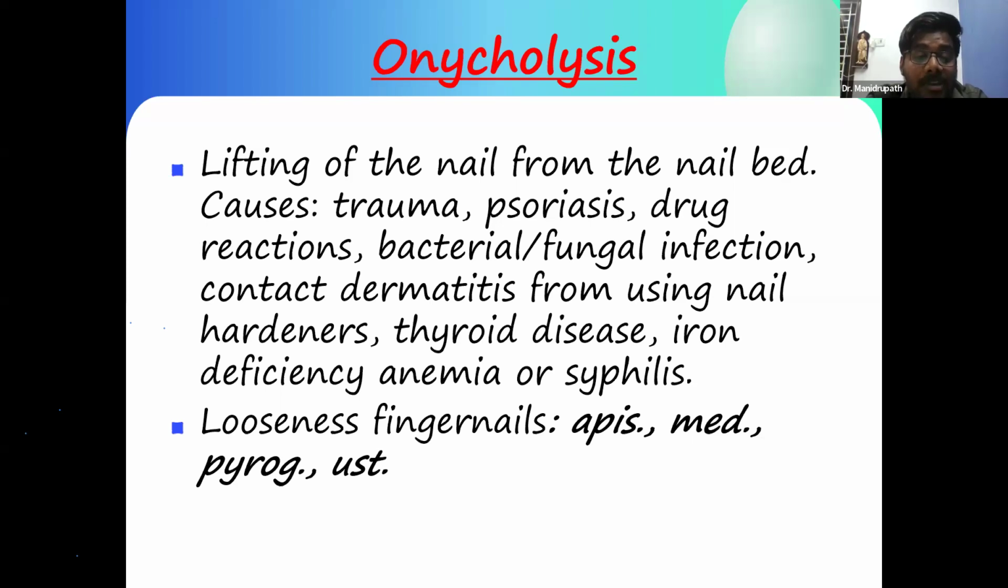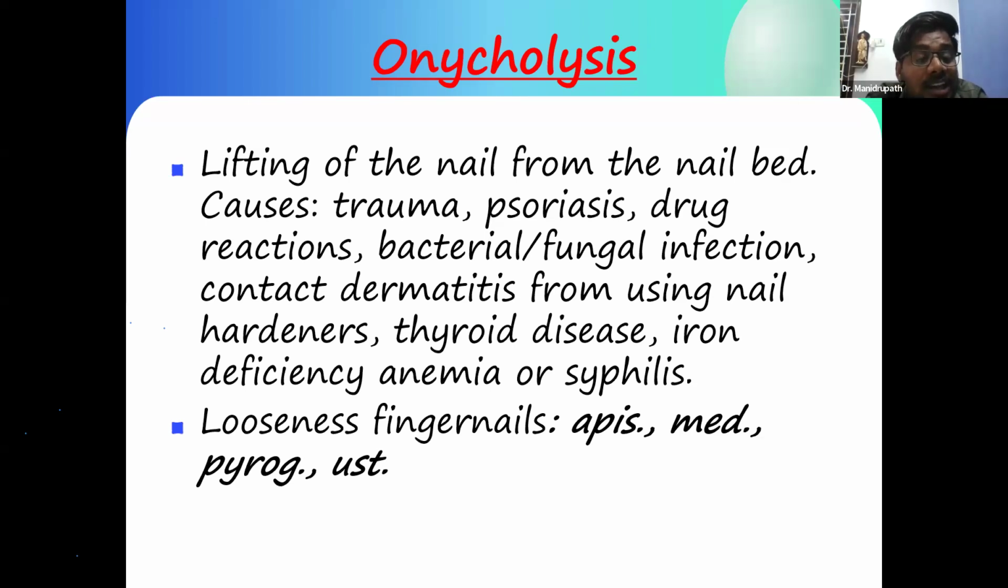Loosening fingernails: Apis, Medorrhinum, Pyrogenium, and Ustilago. Ustilago is more of a fungal remedy, with a lot of sexuality you can see in the remedy. This remedy works wonders with a lot of sexual desire and female pathology of endometriosis or fibroids. Infertility cases where the fallopian tube is blocked, with a lot of sexual desire, having fungal-like sphere of action, fungal-like themes, Ustilago works wonders.